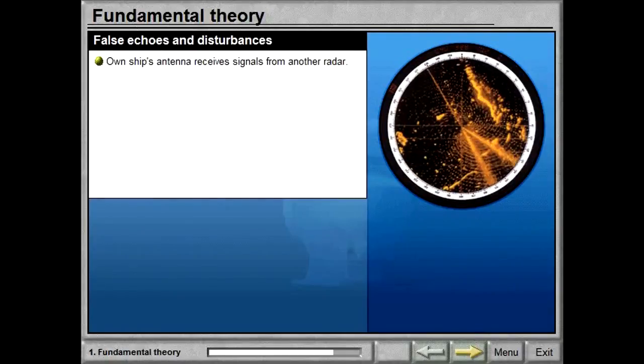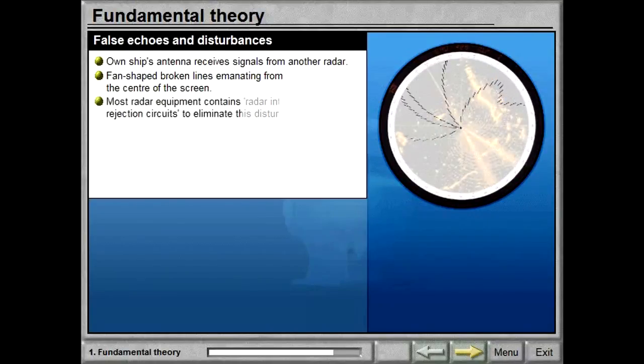Radar interference will occur most frequently when own ship's antenna receives signals from another radar. These disturbances often take the form of fan-shaped broken lines emanating from the centre of the screen. Most radar equipment contains radar interference rejection circuits to eliminate this disturbance.